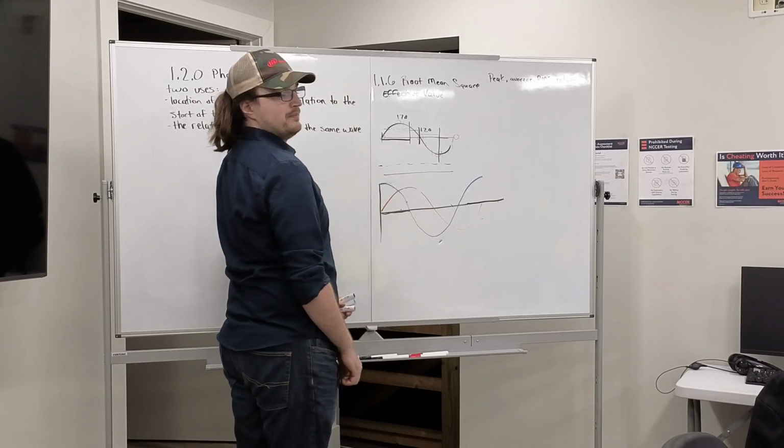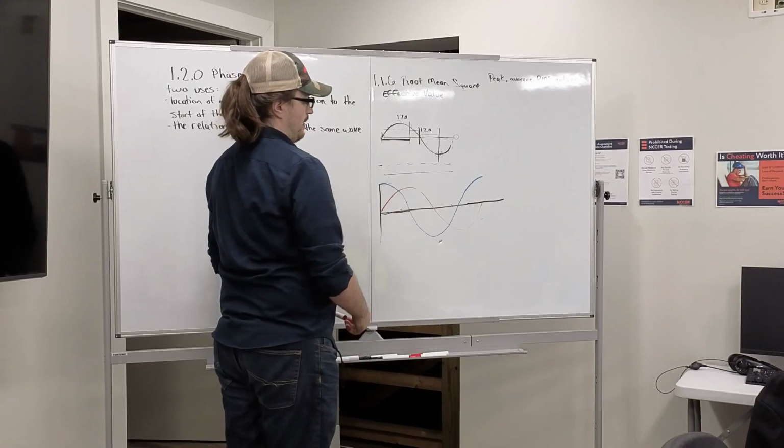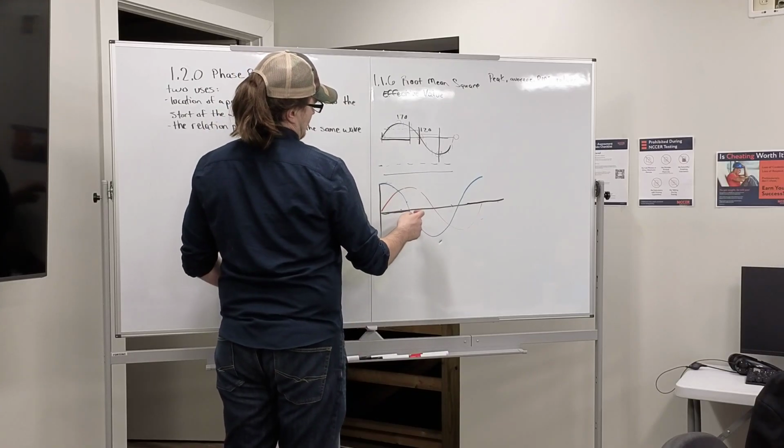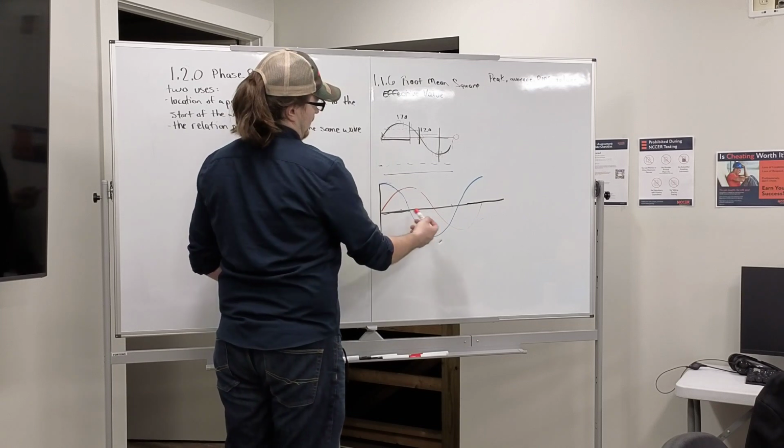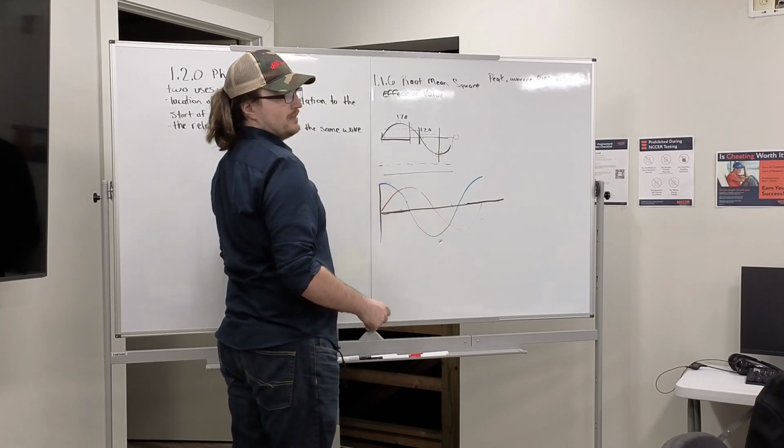How much does it lead by? 90 degrees. So that means blue has a phase lead of 90 degrees, and red has a phase lag of 90 degrees.